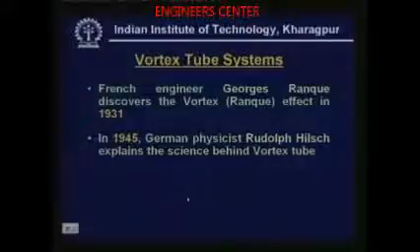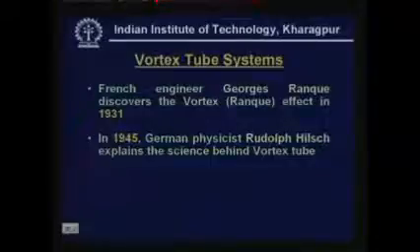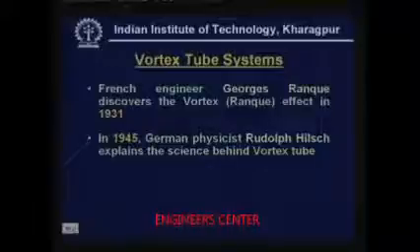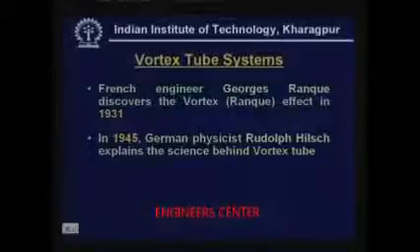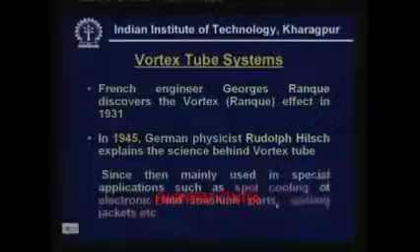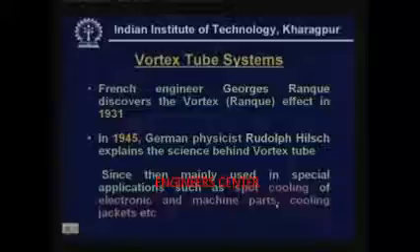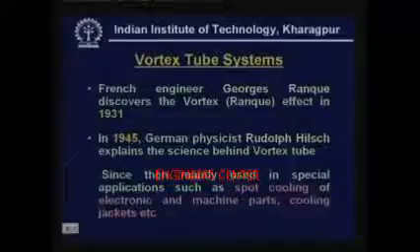And as I was mentioning, in 1931, George Ranque discovered the vortex tube effect. The actual principle behind the vortex tube is very complicated, and the analysis is also very complicated. For many years, even though people had demonstrated the effect, they could not really explain the physics behind the vortex tube operation. And in 1945, German physicist Rudolf Hilsch gave a scientific explanation for the vortex tube effect. That's why the vortex tube is sometimes known as the Ranque-Hilsch tube. And since then, this is mainly used for spot cooling in machine elements, in electrical components, and also in mines for cooling the miners.